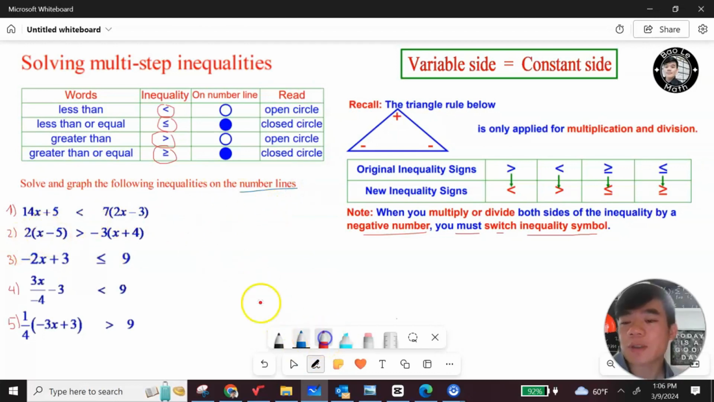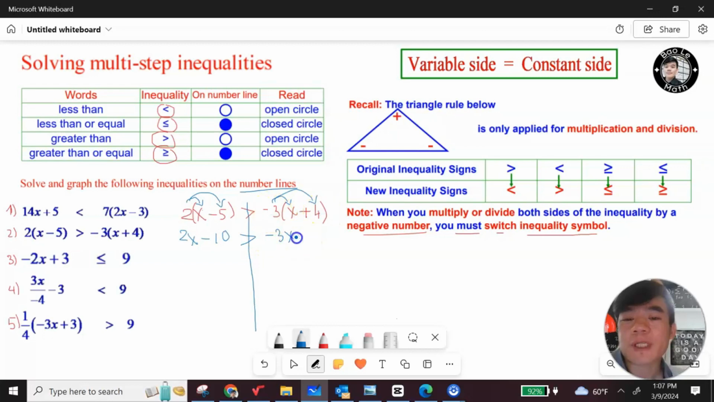Now, number 2. We have 2 times s minus 5 greater than negative 3 times s plus 4. You just distribute. Draw a line. So 2 times s is 2s. 2 times negative 5 is negative 10. Greater than. Negative 3 times s is negative 3s. Negative 3 times 4 is negative 12.